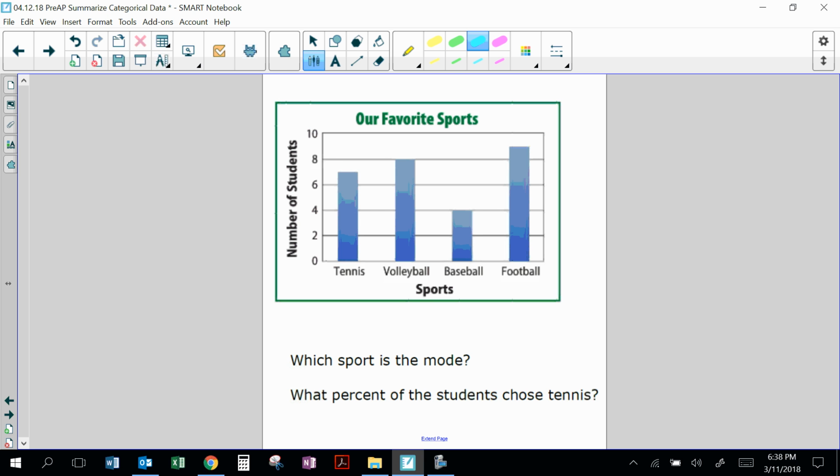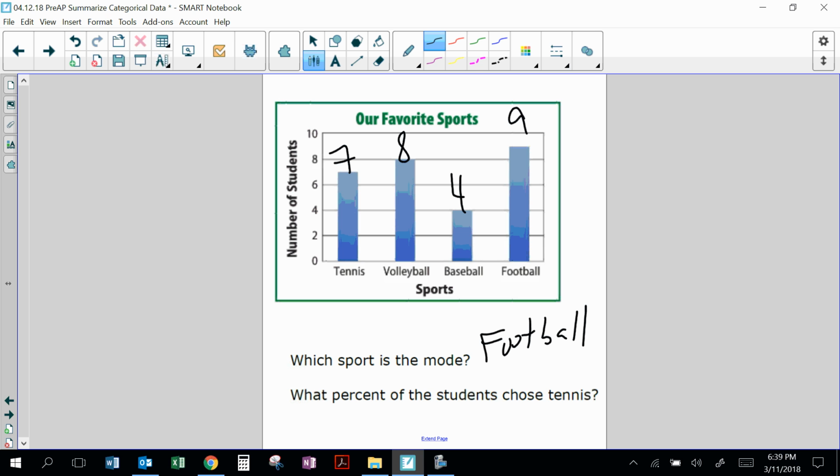So here is a bar graph. Before we learn about categorical data, you've got to know what mode is. Mode is the response that most people chose. In here, these are our favorite sports: tennis, volleyball, baseball, and football. As you can tell, 7 people chose tennis, while 8 people chose volleyball, and 4 people chose baseball. But not overwhelmingly, a lot of people chose football. So football is the mode.